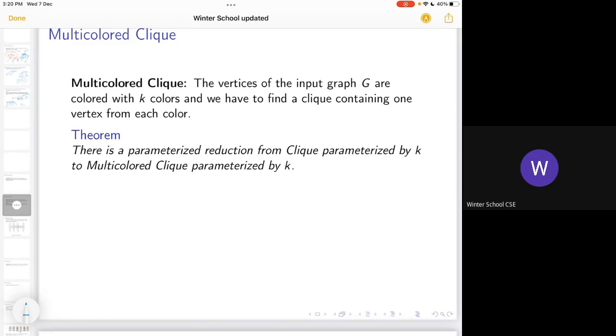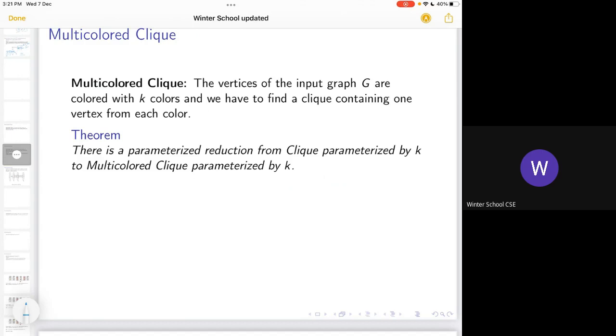So it turns out that even this variant of the clique problem is hard, and we can show a reduction from clique to multicolored clique. Let me go over this reduction, because we will use the idea that multicolored clique is hard and we will show that another problem is hard.